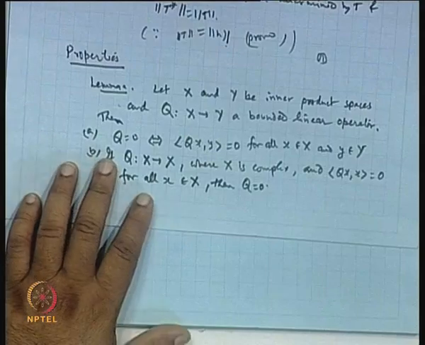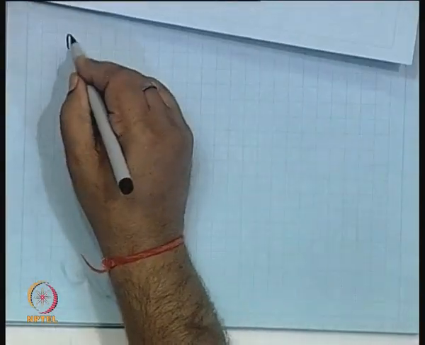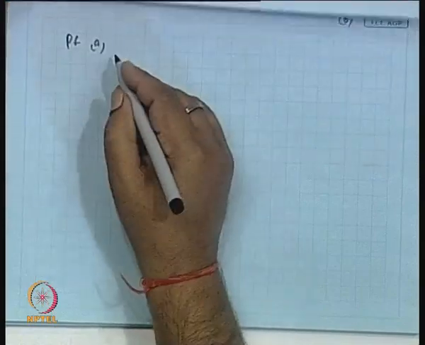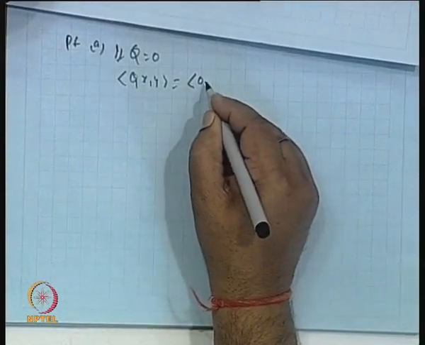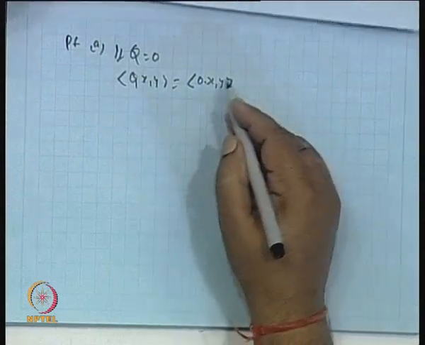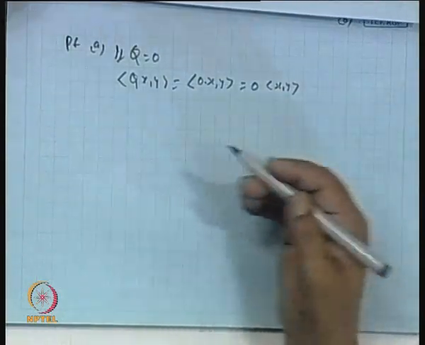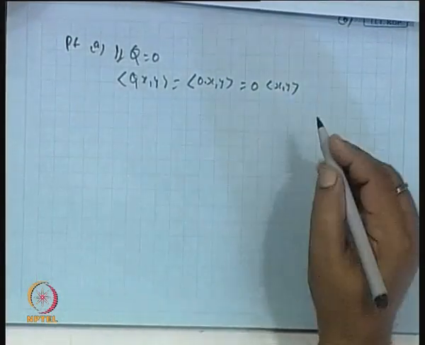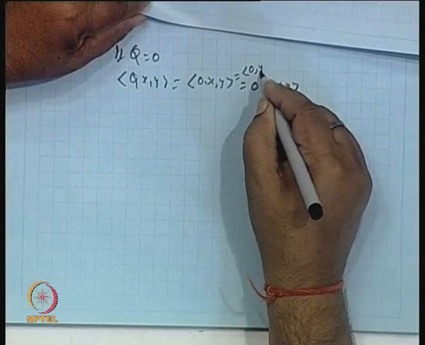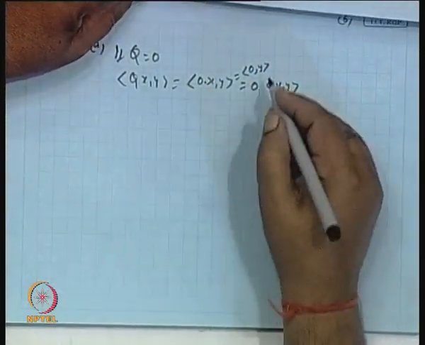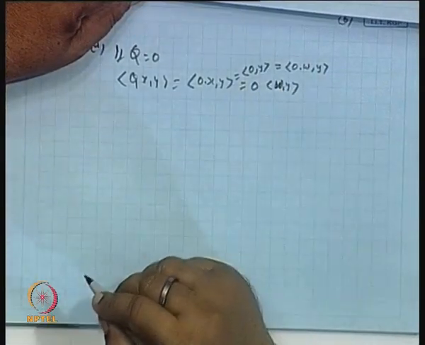So the first part is of course very simple, because if we look at the proof for the first, then what is given is Q is 0. So if Q is 0, then basically the inner product of Qx comma y becomes 0 into x comma y, but 0 is a scalar, so we can take it as the zero operator. Okay, let us see, can you write this as 0 comma y with the 0 operator, meaning it will send x to 0. Now it will be written as 0 into x comma y, and now you can take the 0 out, so this is 0.